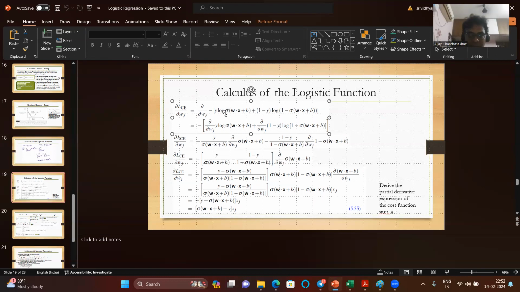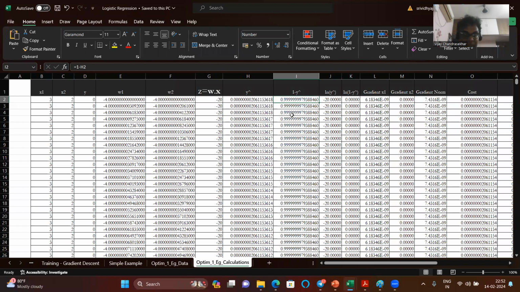Correct. All that we have to do is sigma of w dot x plus b has to be replaced with y hat, right? So it becomes, of course, there's a negative sign there, minus y log y hat plus 1 minus y log 1 minus y hat. All right. So what we've done, okay, question again.